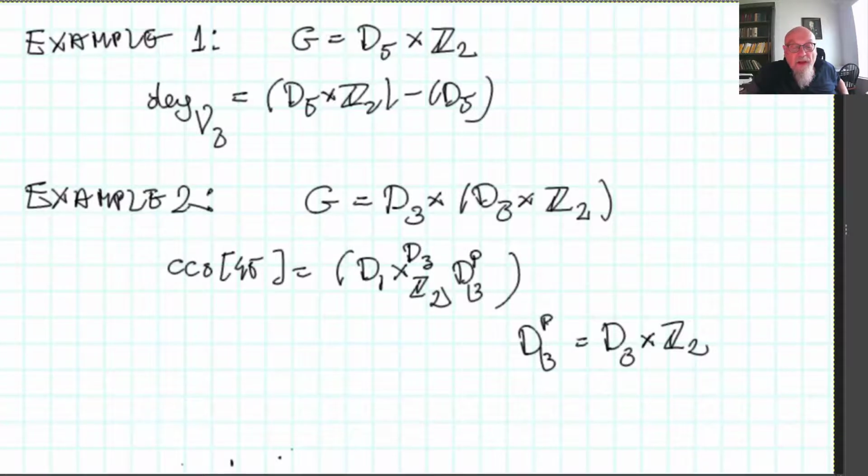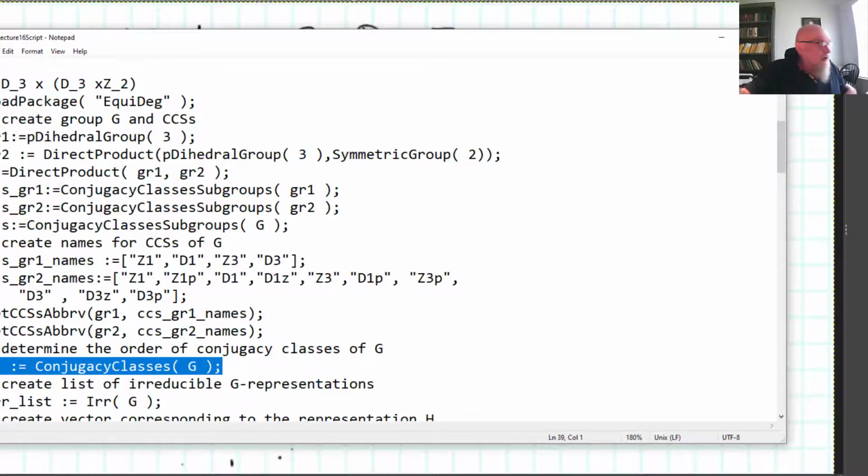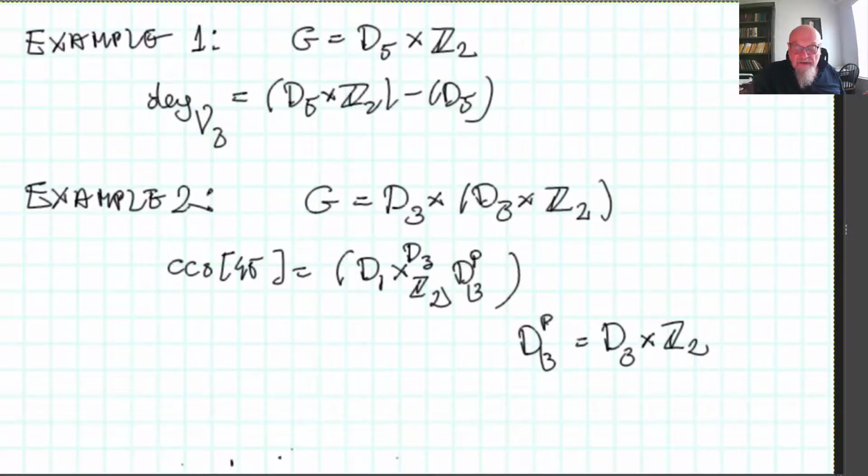So let's continue, and let's find the irreducible representations. First of all, let me find out what the conjugacy classes of the subgroups in G are. So let me copy it, and let's look at this list of conjugacy classes.